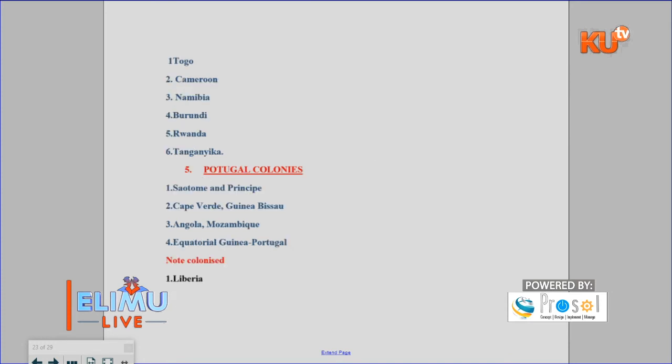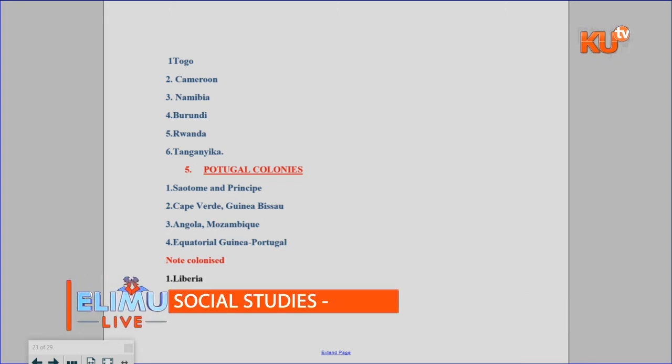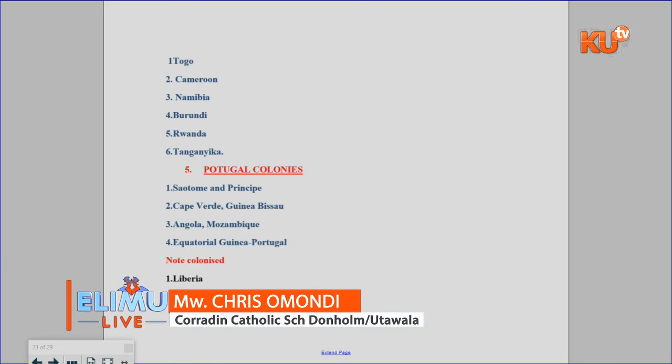So next, we have what you call Portugal's colonies. The islands that I talked about: the two islands found on the western side, that is Sao Tome and Principe, then Cape Verde. Guinea-Bissau is not an island. So we have Sao Tome and Principe, Cape Verde, Guinea-Bissau, Angola, Mozambique, and Equatorial Guinea. Those are some of the countries that were colonized by Portugal.